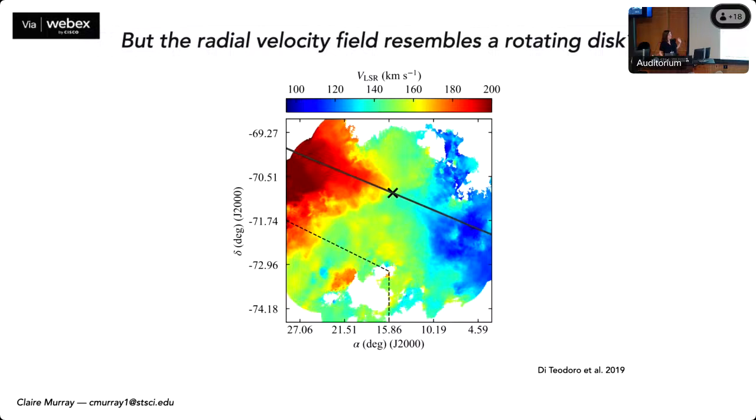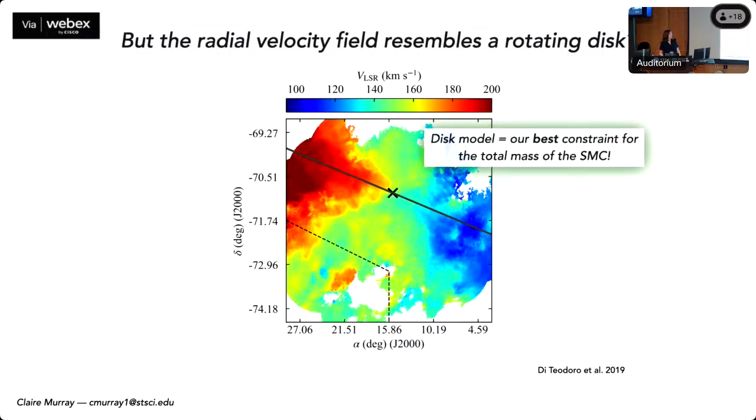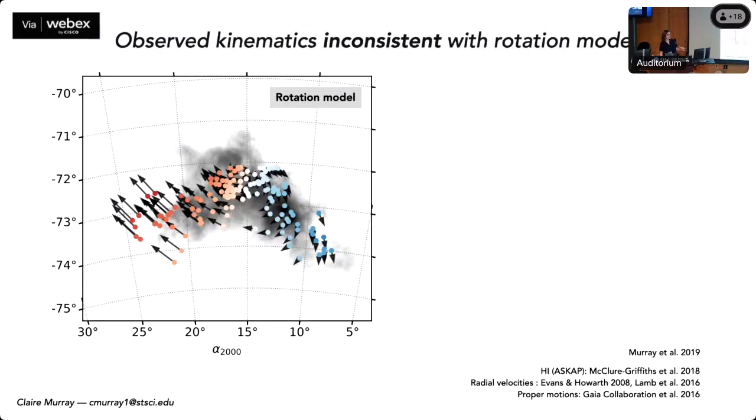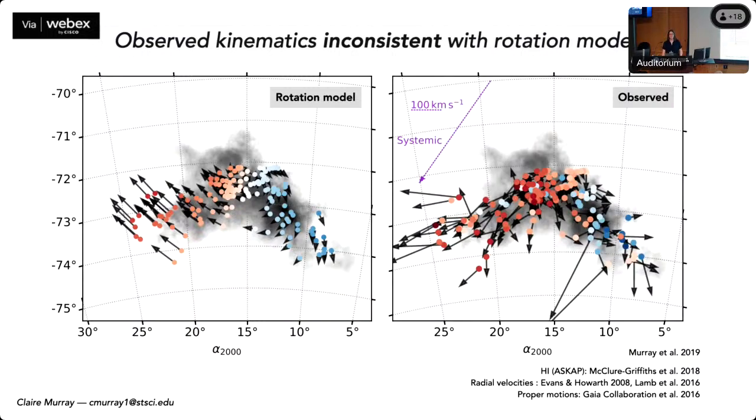And this rotation curve has underpinned our understanding of the SMC's mass for decades. Yeah, it's our best constraint for the total mass of the SMC. But it doesn't necessarily fit in with all the other pieces of evidence for what it is. And so we took a look at this 5 years ago now, with the advent of Gaia and our ability to measure proper motions of stars in the SMC system. We compared what the rotation model would predict for young massive stars in the SMC with what we actually observed the proper motions of the young massive stars in the SMC would look like.